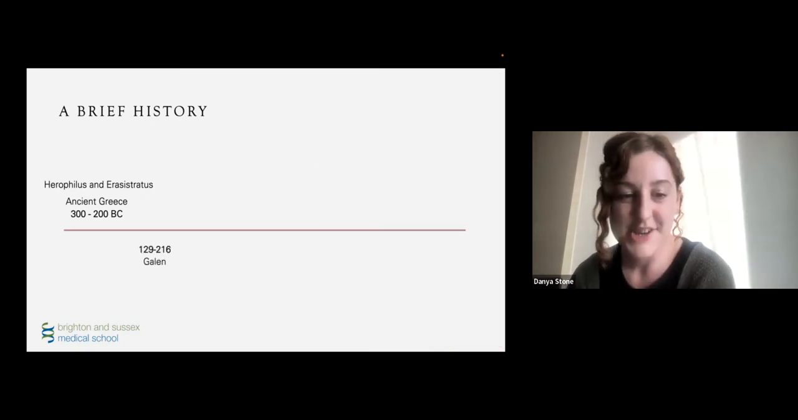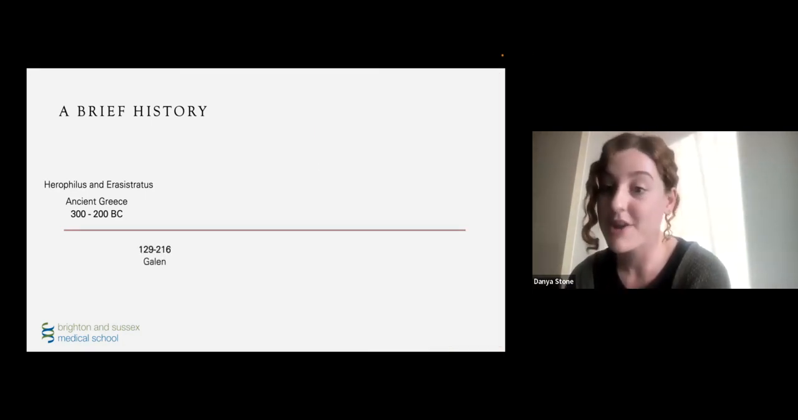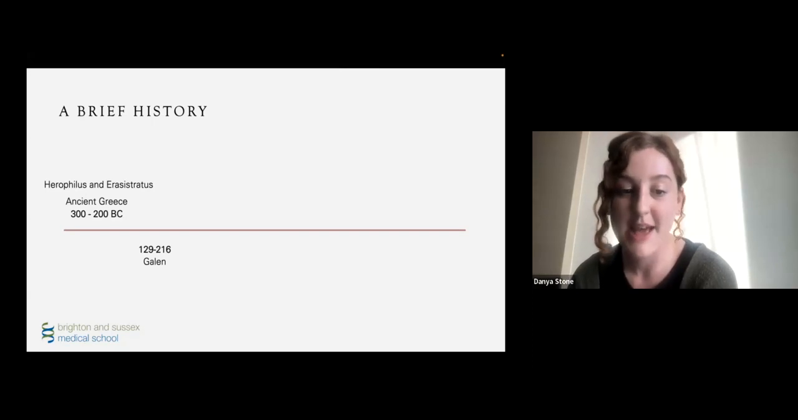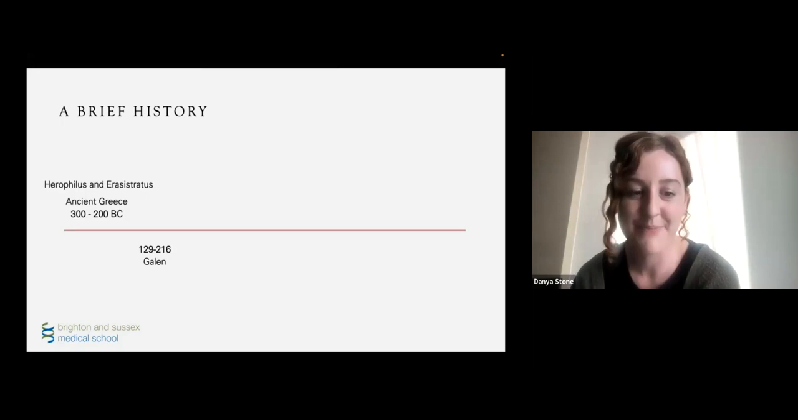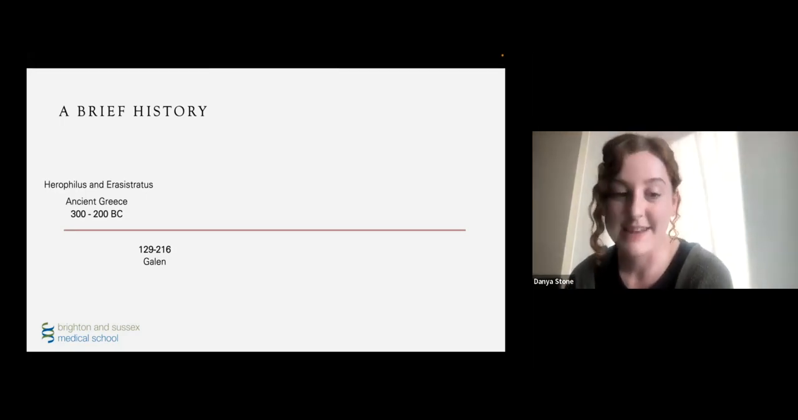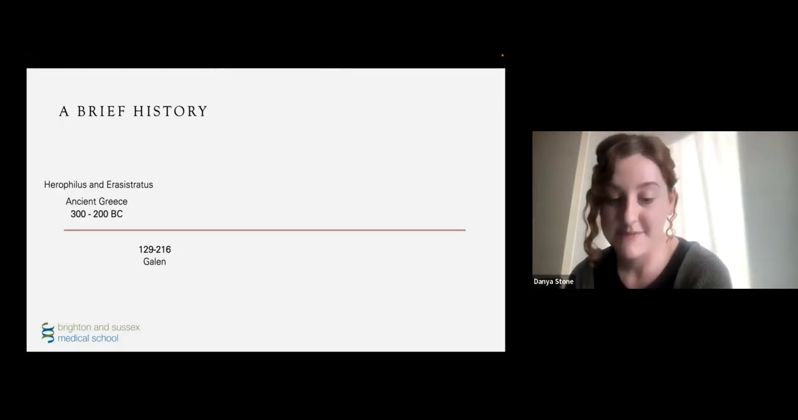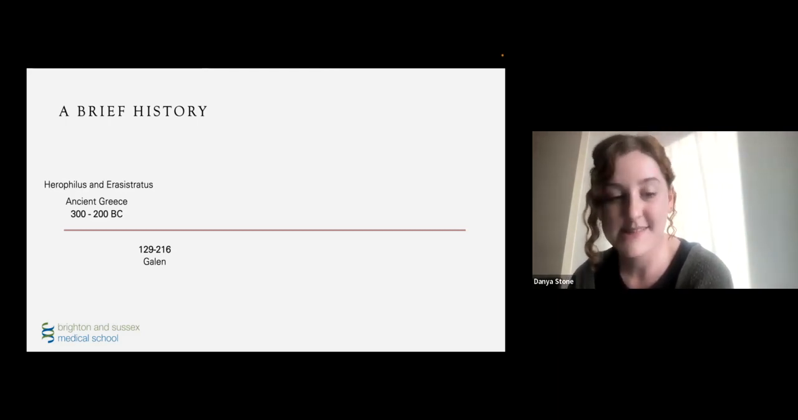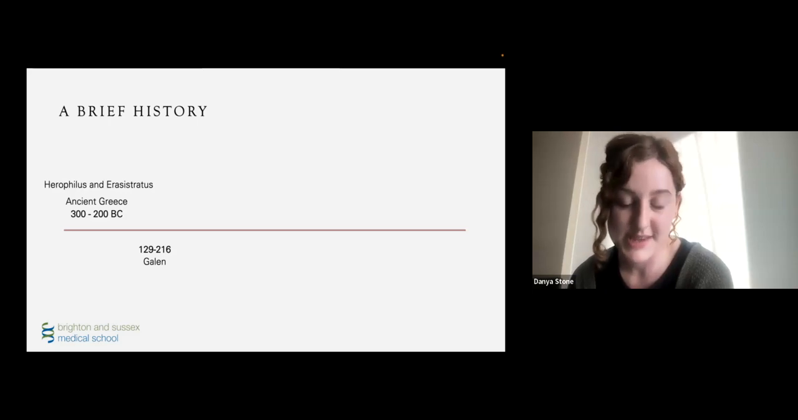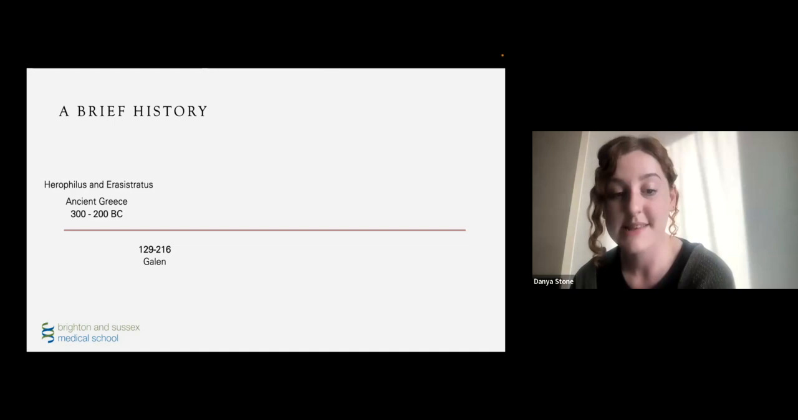So during this period of no dissection being performed, but we're 129 AD now, so we've jumped forward a little bit. We have the birth of Galen. And Galen is thought of as one of the fathers of anatomy, so one of the first anatomists. And this is because he produced anatomical drawings. And these anatomical drawings were used for the next 1300 years, and they were undisputed.